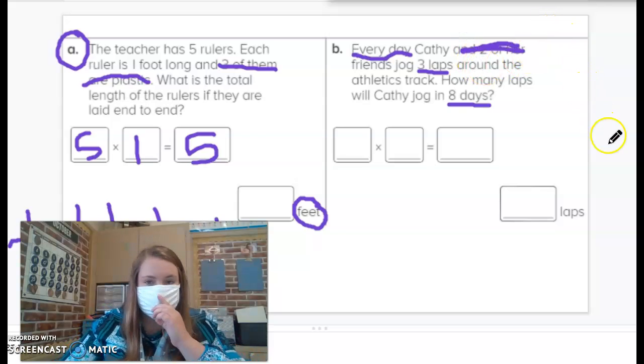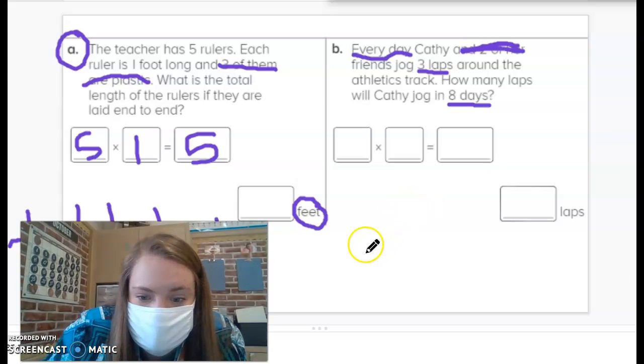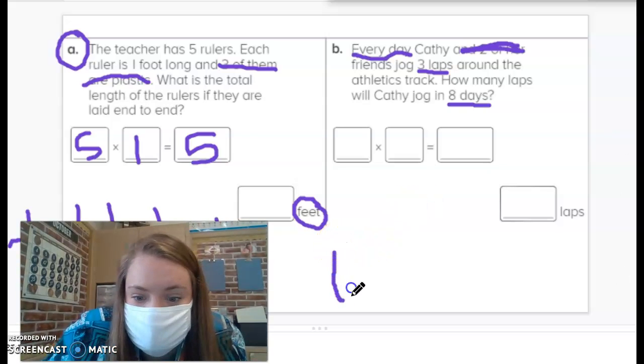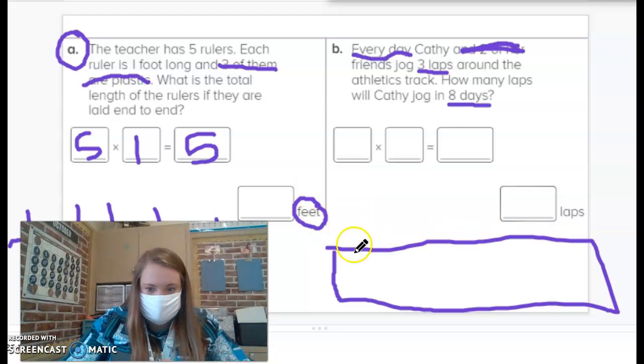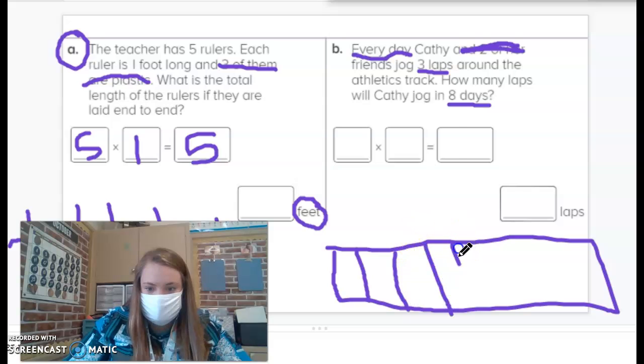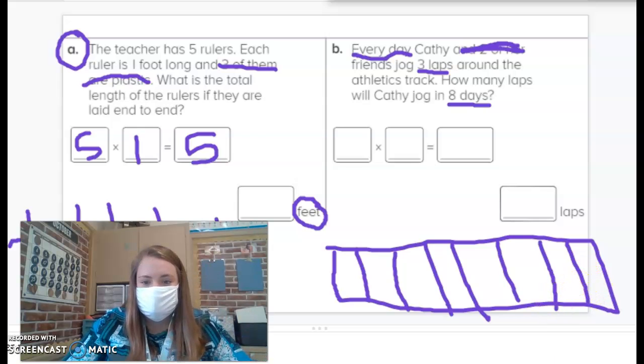So we're thinking about Kathy. She's jogging 3 laps every single day. Way to go, Kathy. So I'm going to make like a calendar. I'm going to take this, split it out. I'm going to make it into 8 days. So 1, 2, 3, 4, 5, 6, 7, 8. And each day she jogs 3 laps. So 3.